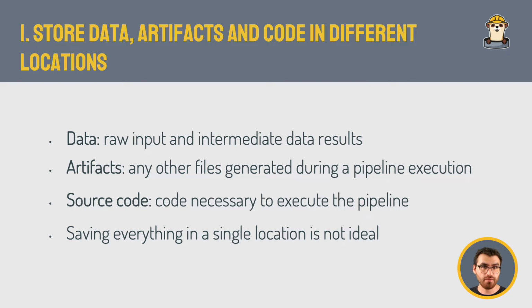Artifacts. Any other file generated during a pipeline execution. The most common one is a trained model, or an encoder that has been fitted to our data. They could also be a performance report or a file with feature importances. And the last kind of file are source code, all the files to support the pipeline execution. Saving everything in a single location tends to become messy over time. A good practice is to create a folder structure where all the boundaries are easily distinguished.